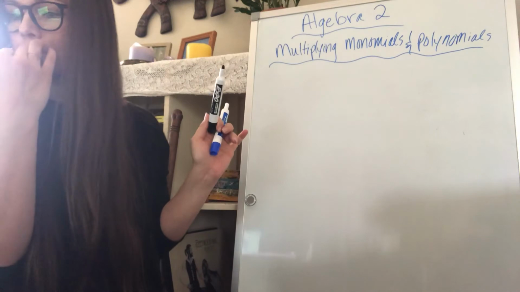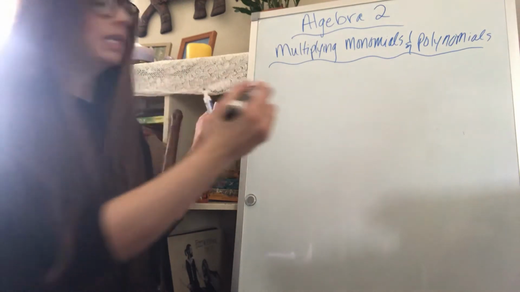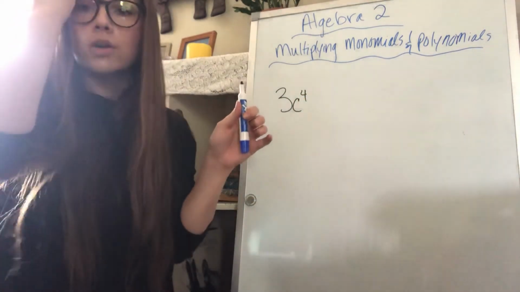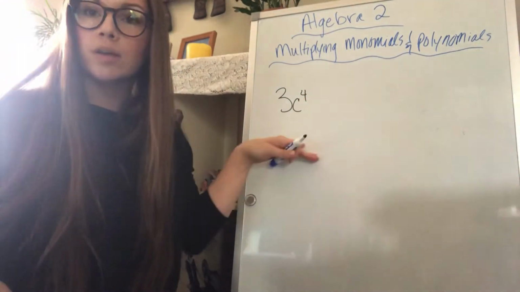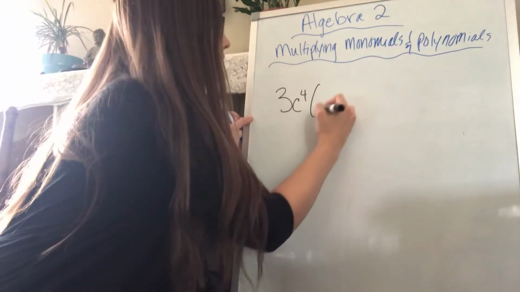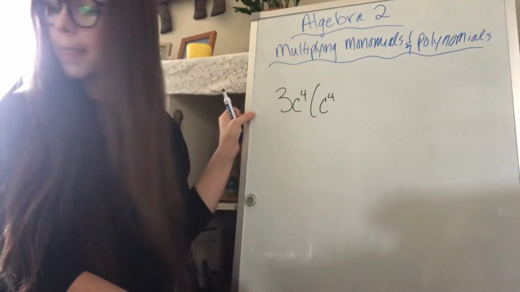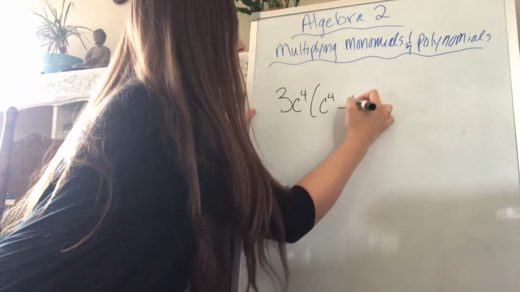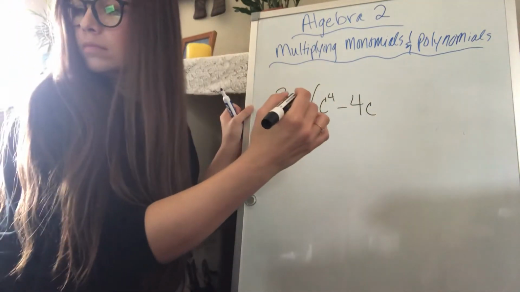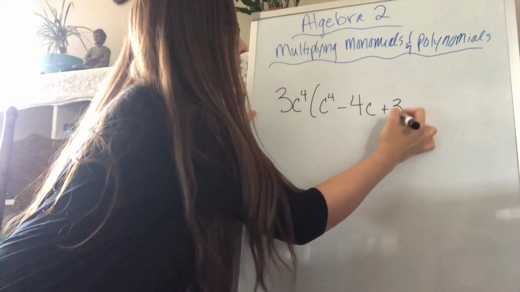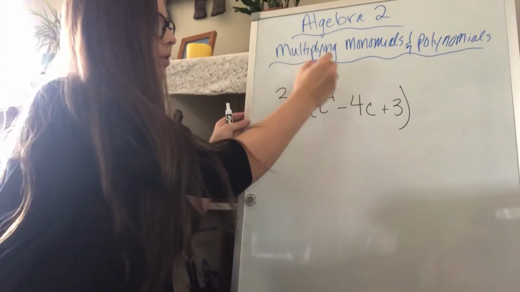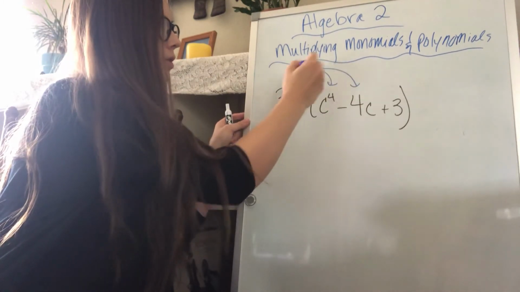So our next example is 3c to the fourth. I'm purposely using lots of different variables so that you can see that no matter what variable it is, it's all the same. Okay, so 3c to the fourth times c to the fourth minus 4c plus 3. Okay, so again, we're just distributing our monomial to our polynomial.